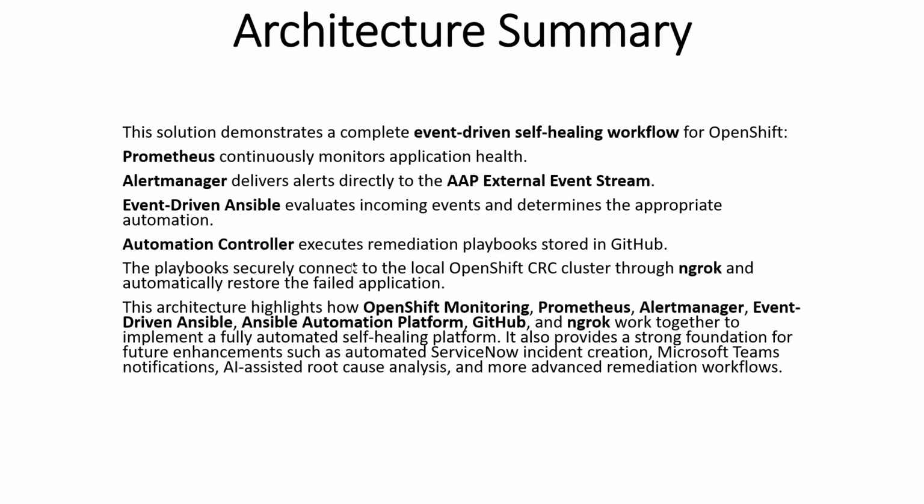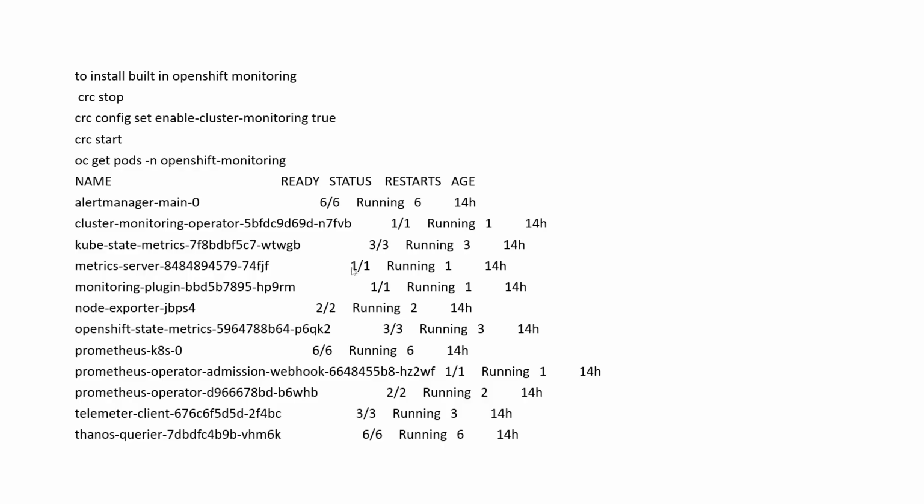So this is the architecture summary that I explained earlier, and this is where I configured crc config set enable-cluster-monitoring true. Once we enable this, a number of pods get restarted, like alertmanager-main, Prometheus, openshift-state-metrics, node-exporter, and Thanos. These pods will start running when we set enable-cluster-monitoring to true.